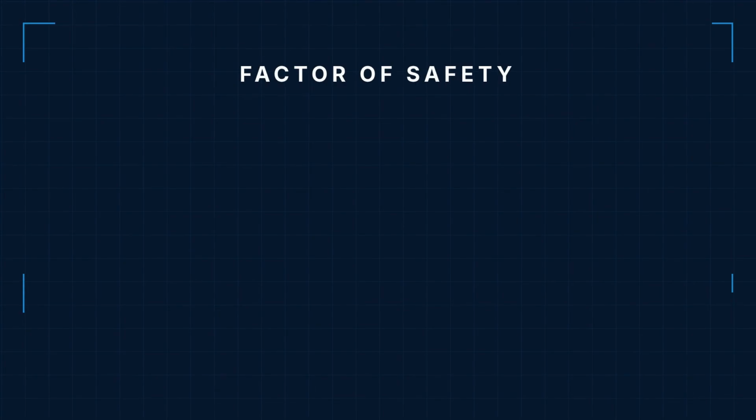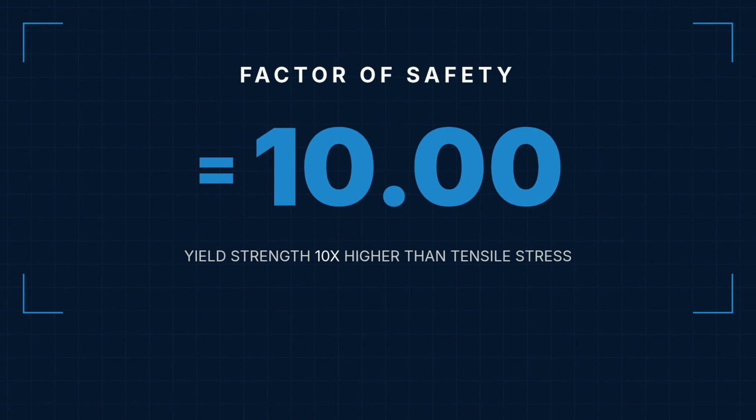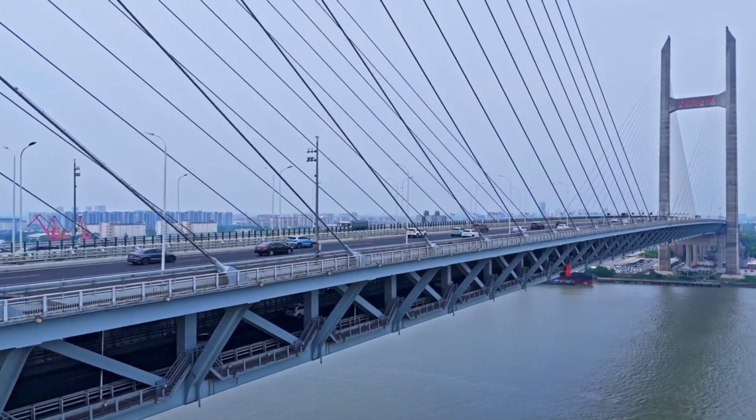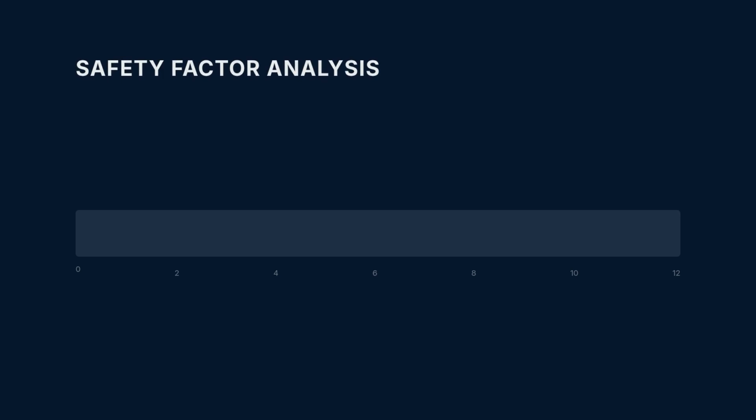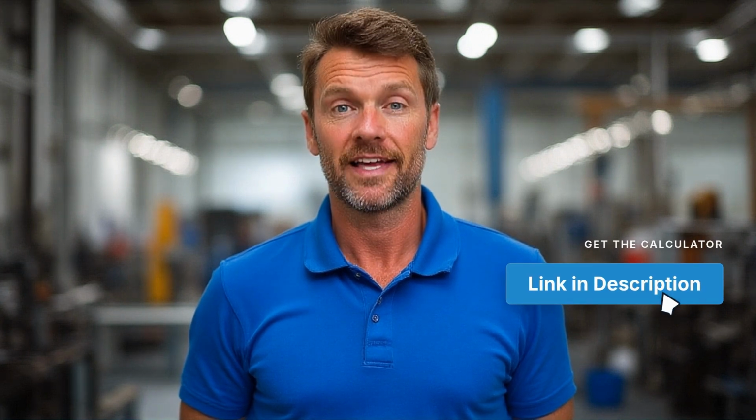Our factor of safety is 10 tau, which tells us the yield strength is 10 times higher than the calculated tensile stress. This high factor indicates the material is operating well within safe limits. A factor of safety above 1.5 is typically considered acceptable for most engineering applications. This calculator helps ensure your designs won't fail under load.